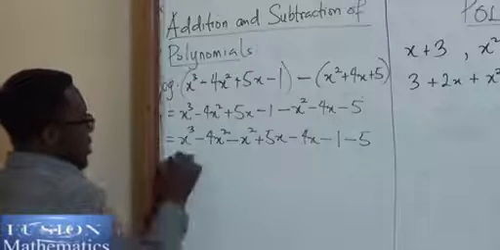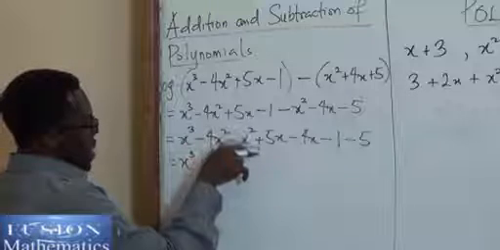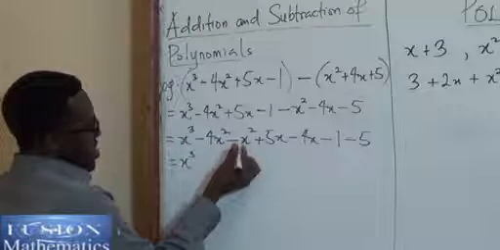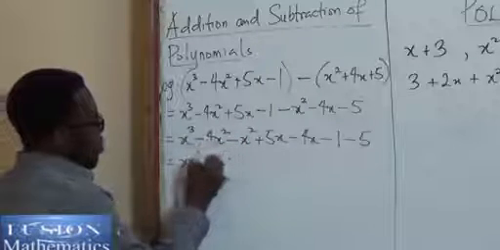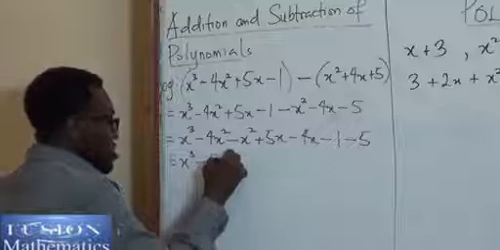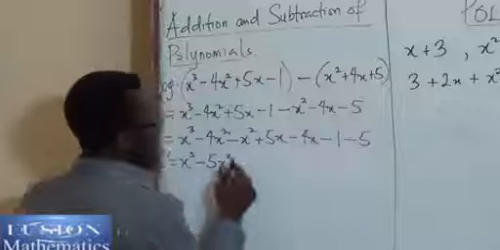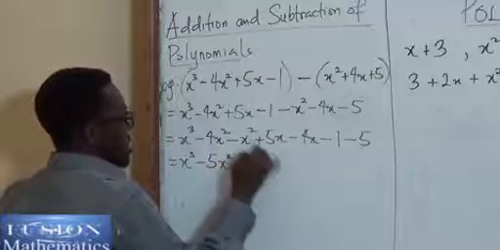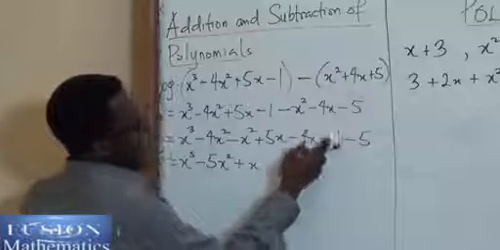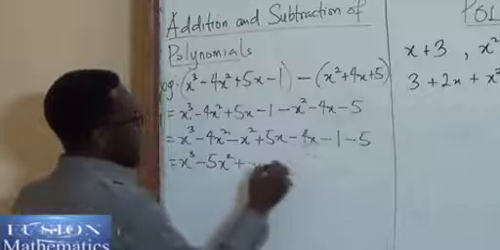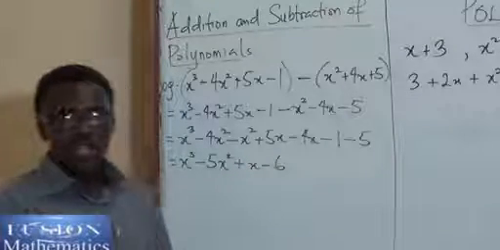So let's simplify. We have x cubed minus 4x squared minus x squared. Remember that this one has a coefficient of 1, so we add the coefficients: minus 4 minus 1 will be minus 5x squared. Then the next one, 5x minus 4x, will give us plus x, which is the same thing as 1x, but we don't write the 1. Then the other one, minus 1 minus 5, will give us minus 6. So this is how we add and subtract polynomials.